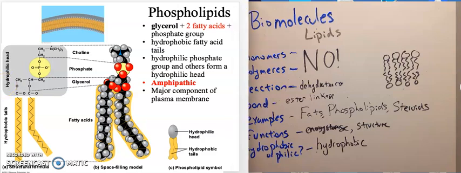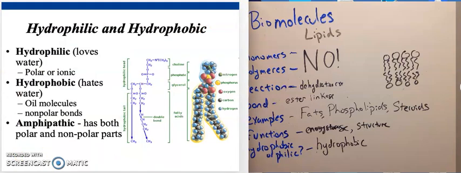All right, so we have one more class. Oh, so the vocab words that go along with this. So hydrophilic is anything that loves water, that mixes with water, and that's going to be things that are polar or ionic. And so our phosphate group here and also the amine group in this head group make the top half of our phospholipid hydrophilic.